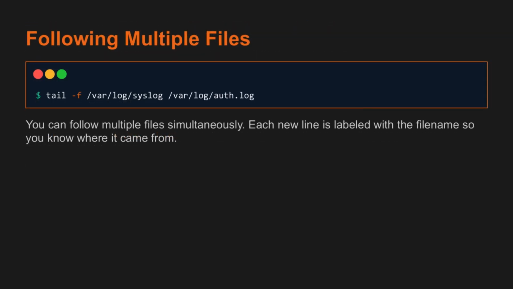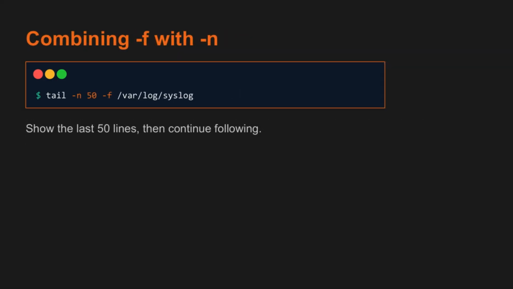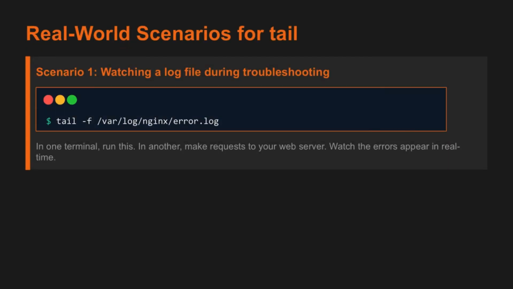You can also follow multiple files simultaneously. See the code on the screen. Each new line is labeled with the file name so you know where it came from. You can combine F and N to show the last 50 lines and then continue following. For example, you'd type tail -n 50 -F and your path. Tail is great for watching a log file during troubleshooting.